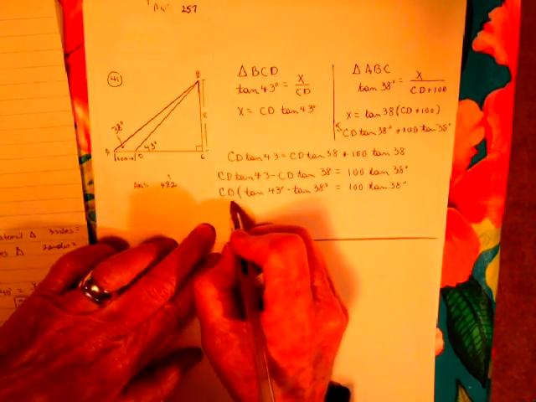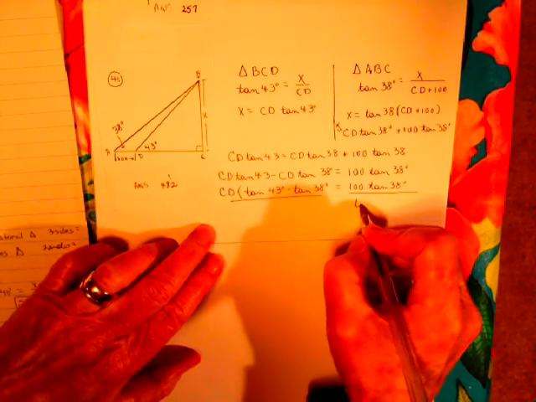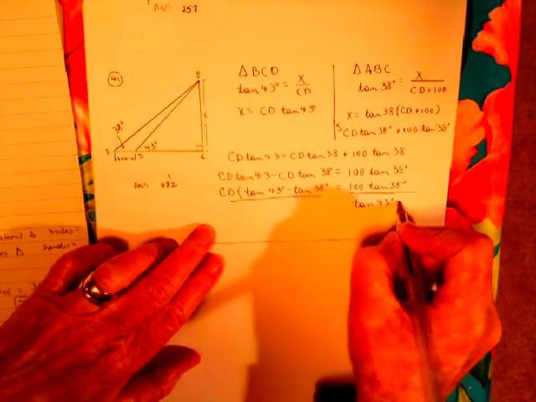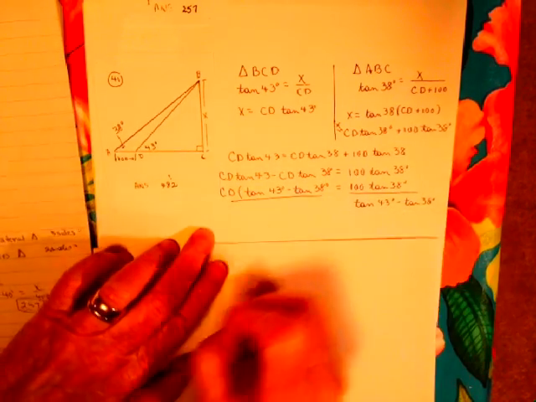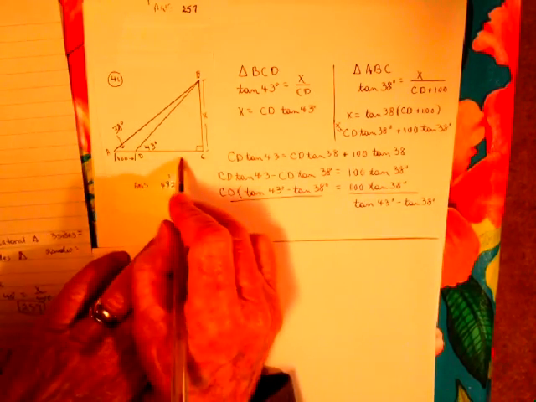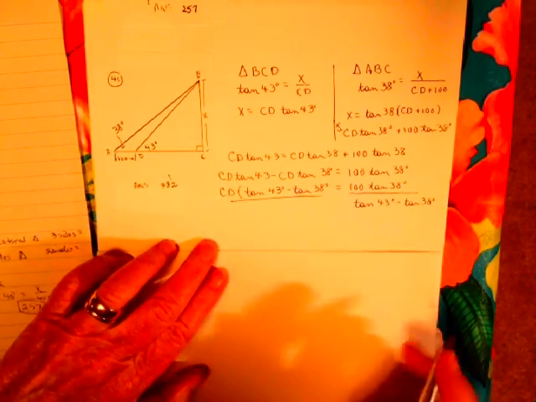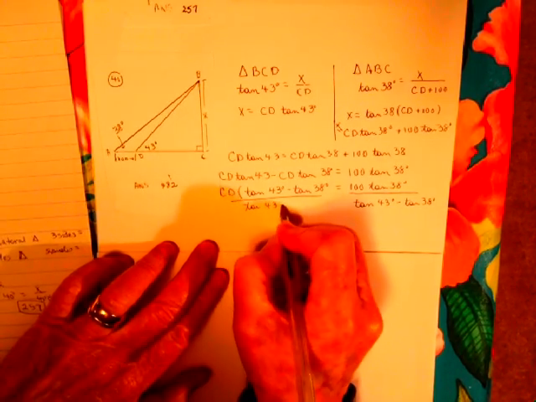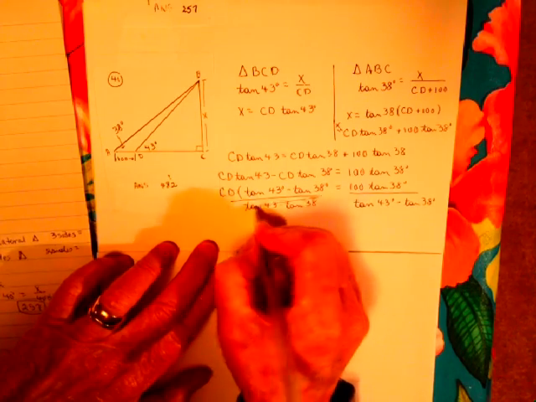Divide both sides by the tangent of 43 minus the tangent of 38, and I will have found CD. That will help me find x. I've divided this side by tangent of 43 minus tangent of 38. So that's all gone with that.